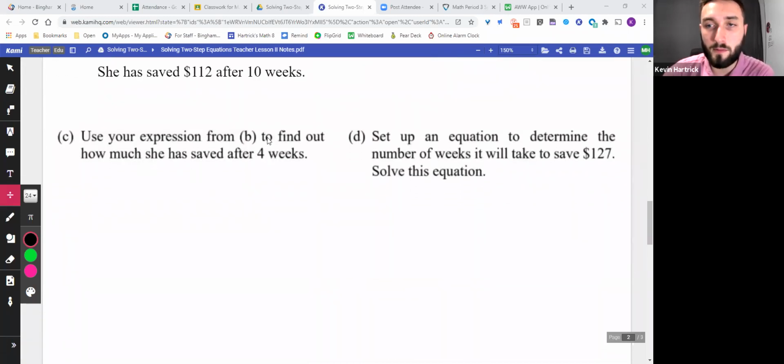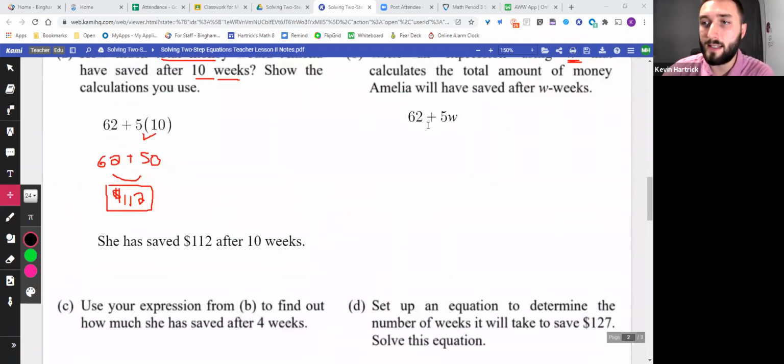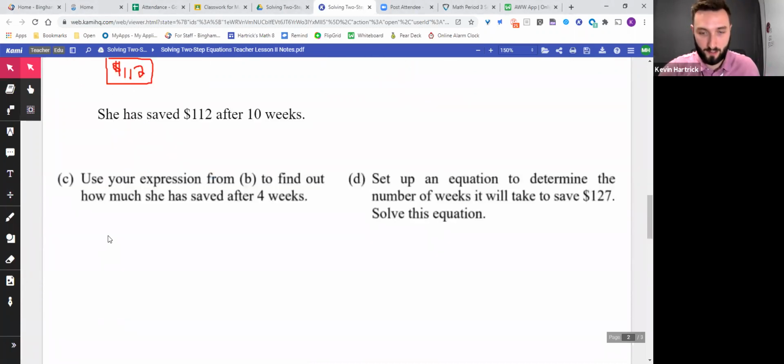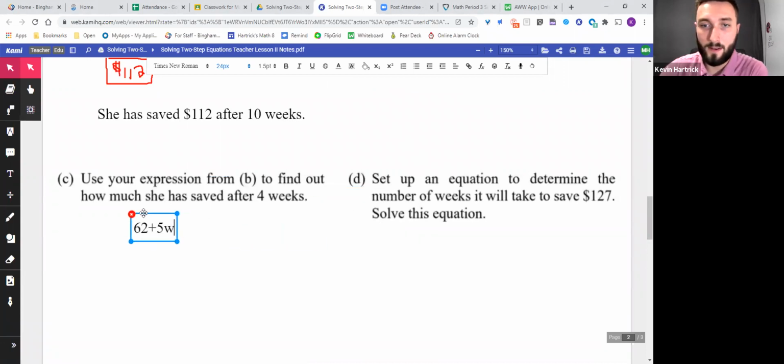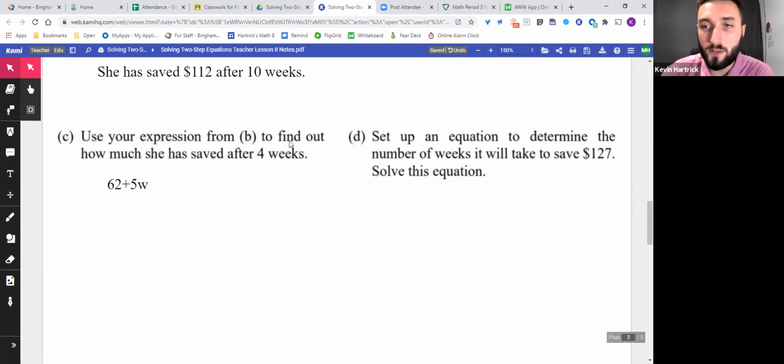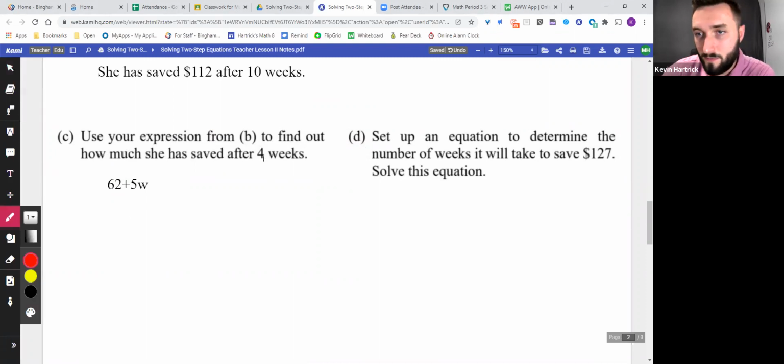Use your expression from B to find out how much she has saved after 4 weeks. So I'm going to take this expression here. I'm going to copy it and paste it down here because we're going to be using it for this problem. So what it says is use your expression from B to find out how much she has saved in 4 weeks. This 4 weeks equals our W. So our W equals 4.